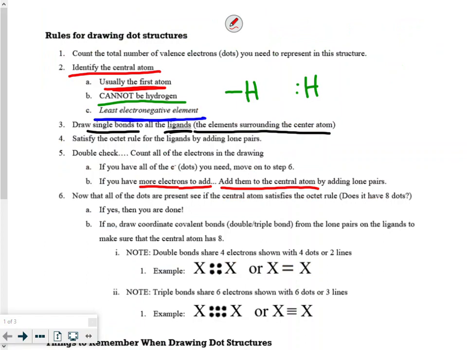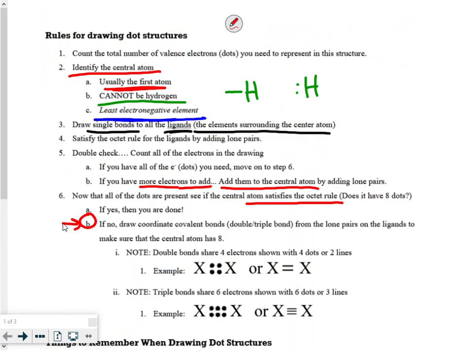So here we're on B. We've run out of electrons. It says, now that all of the dots are present, see if the central atom satisfies the octet. And we know it's not satisfied for silicon, so we have to do B here. If no, draw coordinate covalent bonds, which are double or triple from lone pairs on the ligands to make sure the central atom has 8.